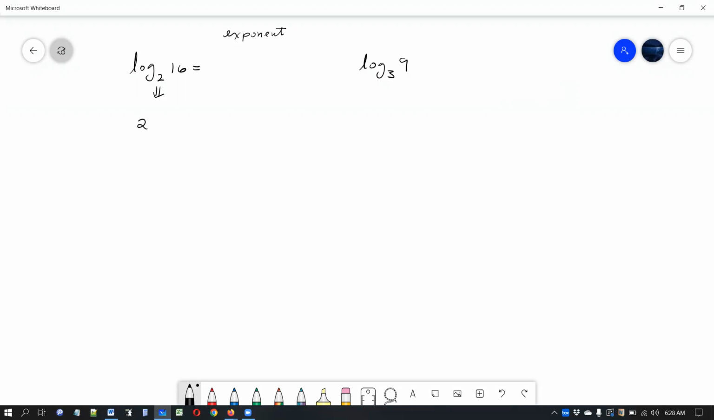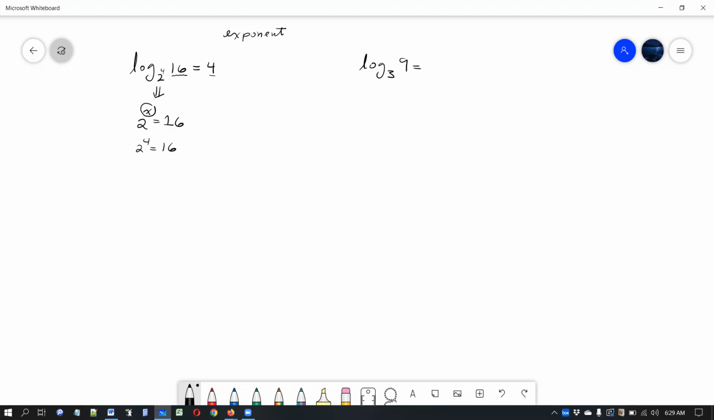So the question of what is log base 2 of 16 is 2 to the x equals 16. In other words, find me the x that you're going to raise the 2 to in order to get 16. And obviously the answer to that is 4. Why? Because 2 to the 4 is 16. So this is basically it. The log expression looks for an exponent you're going to put right here in order to get the number that you see over there.